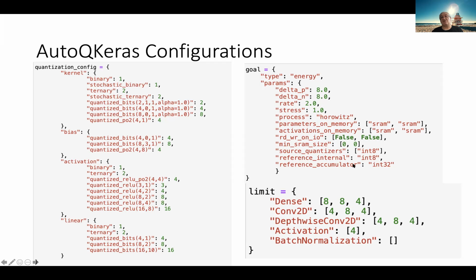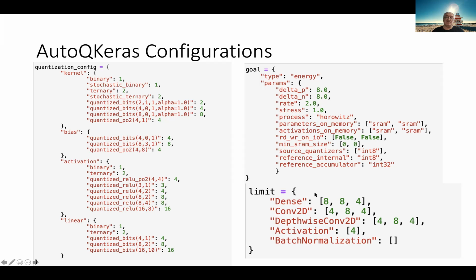And for the reference model, what is the reference model that you want to use? For example, what are the source quantizers, the reference internal quantizers, and what is the reference accumulator? So in this case, what I'm saying is this. The inputs and outputs are int8, and the internal activations are int8 as well. And the accumulator to compute the output, to compute the MAC, is an int32 operation.